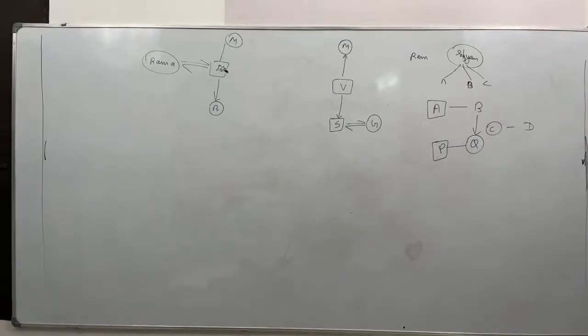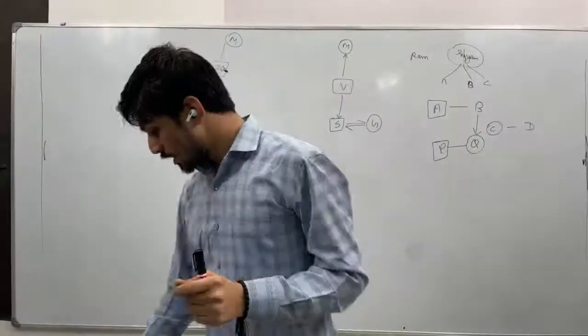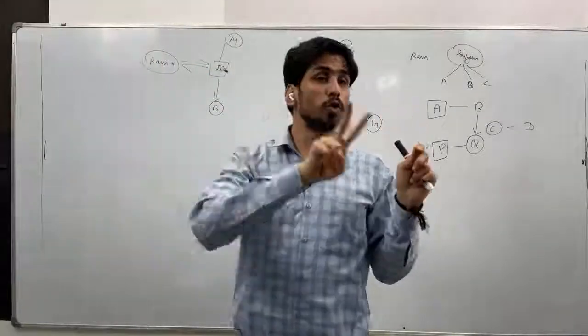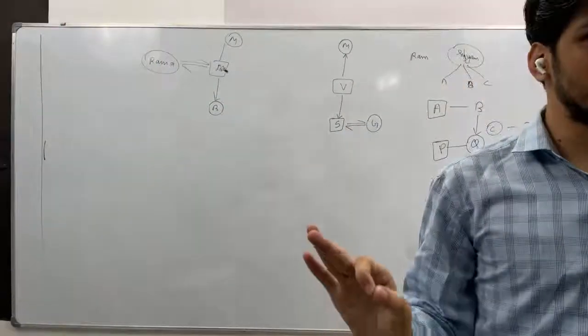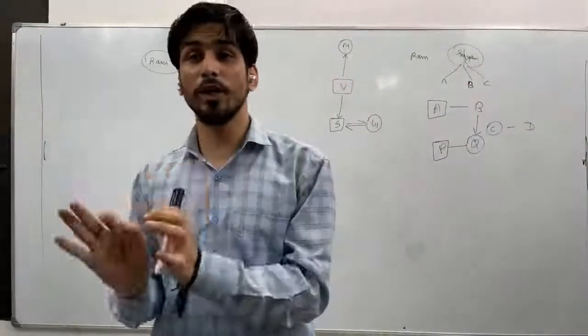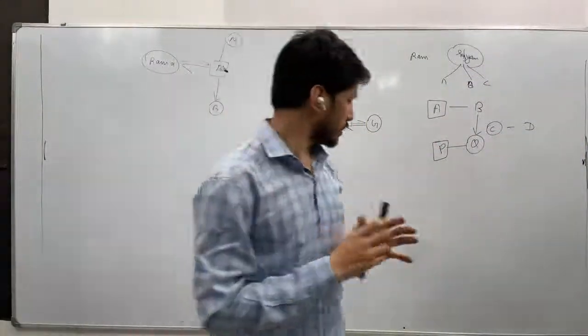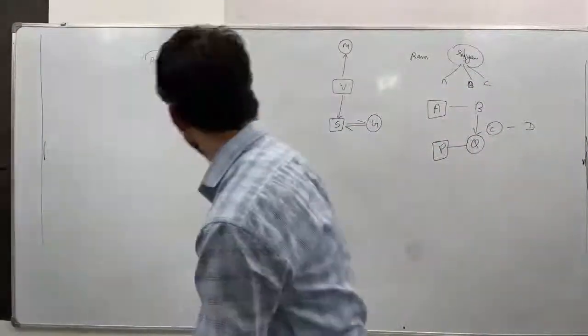Perfect. Now they are saying that one of them is elder. It means no two boys or girls can have the same age. Now the question is how can you identify their ages? Let me write this question.